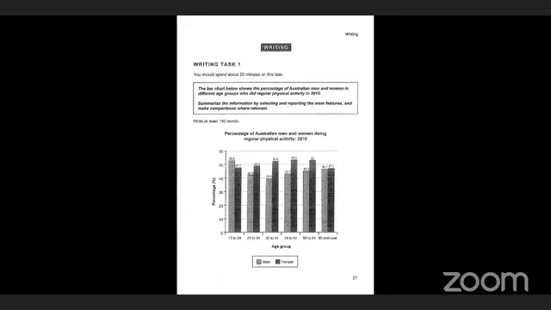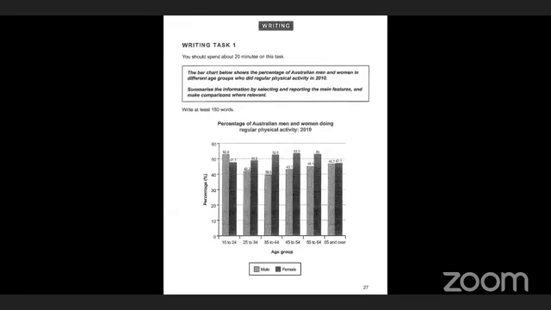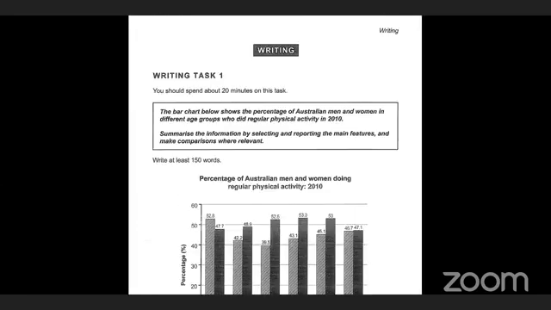This is about IELTS writing tasks. Task 1. You can practice at your home. This is Cambridge 12. If you have a Cambridge 12, you can practice at your home.